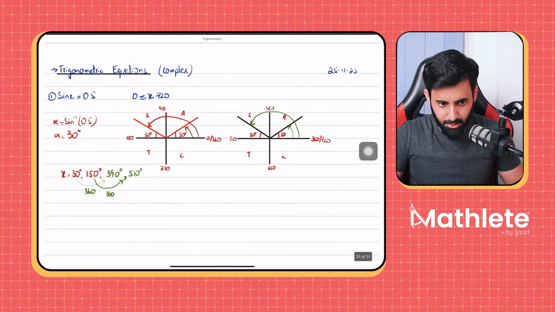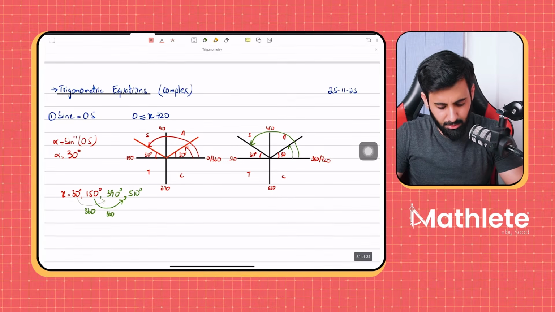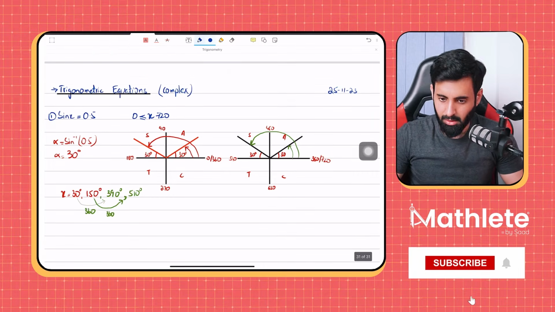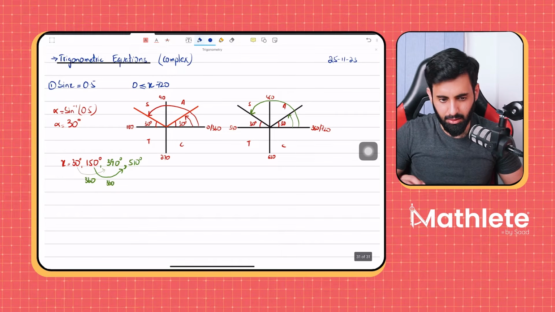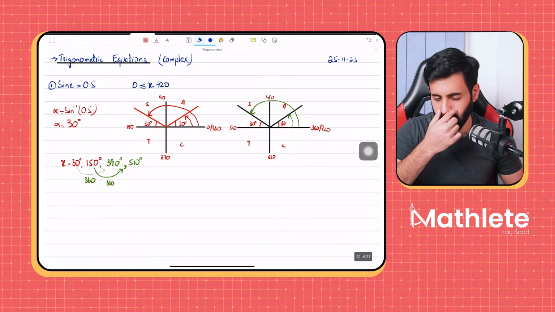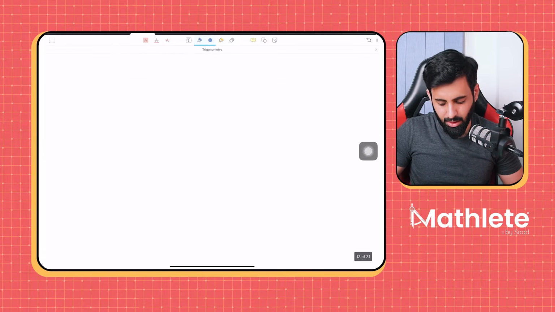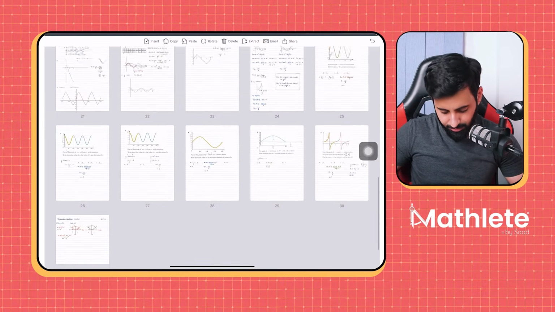Because first you used ASTC. So yes, we will obviously have to use ASTC because we will not have the accurate graph in front of us, and we will not always have values like 0.5 where the inverse gives us an integer value.